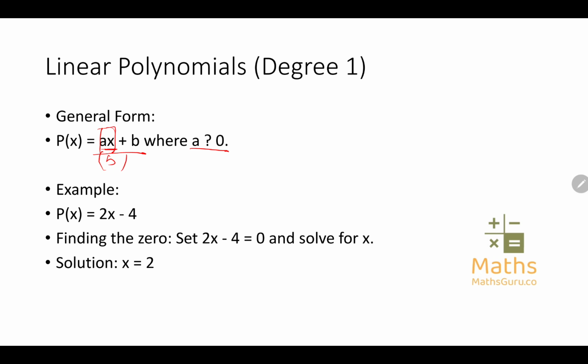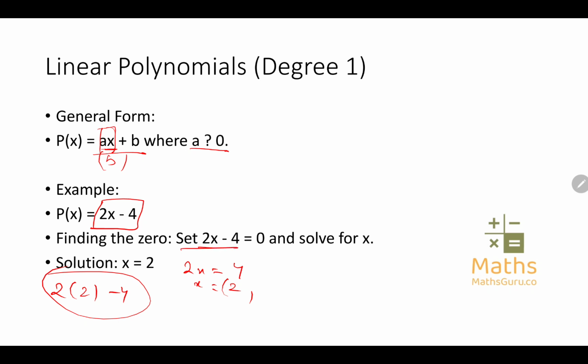Let's take one example: 2x minus 4. If I have to find the zero, I have to find a value of x for which this whole expression 2x minus 4 will become 0. So how can we find it? 2x minus 4 equals 0, we can write it as 2x equals 4. We'll move it over here, and x equals 2. So if I put 2 into 2x minus 4, this whole expression will become 0. So 2 is the zero of this linear polynomial 2x minus 4.